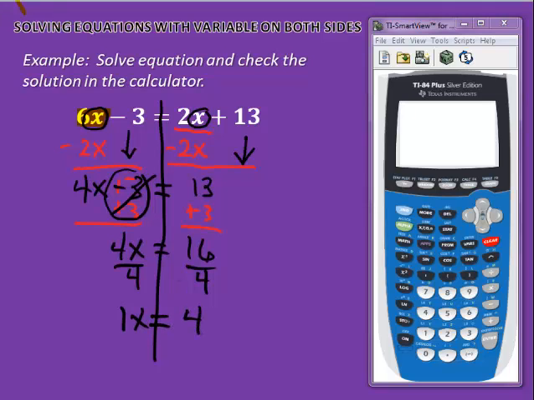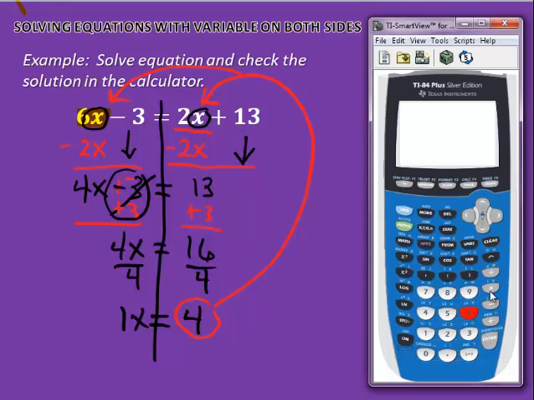And then if you'll remember from before, we're going to take that 4 and plug it in wherever the x is on both sides. So now we're going to check it. We're going to plug in that 4 where the x is. So I'm going to go 6 times 4 and then subtract 3. And it gives me 21 on the left side. So 21 over on the left side.